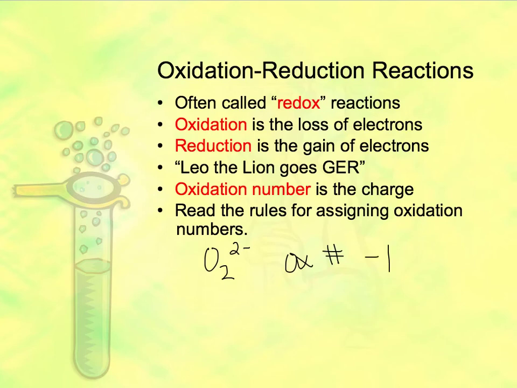Hydrogen's always going to be +1, or at least most of the time, but if it is bonded to a metal, then it's -1. And the sum of the oxidation numbers of all the atoms in a neutral compound has got to be 0, whereas the sum of the oxidation numbers in a polyatomic ion should equal the charge on the polyatomic ion. So we'll do a little practice so that we clarify.